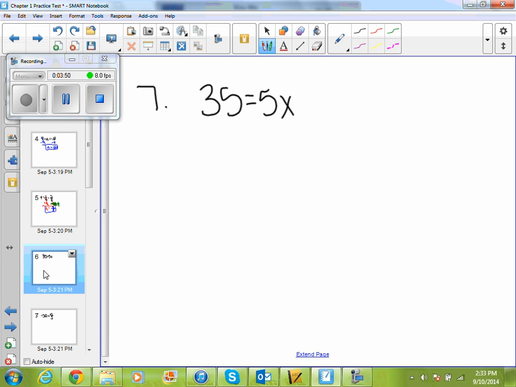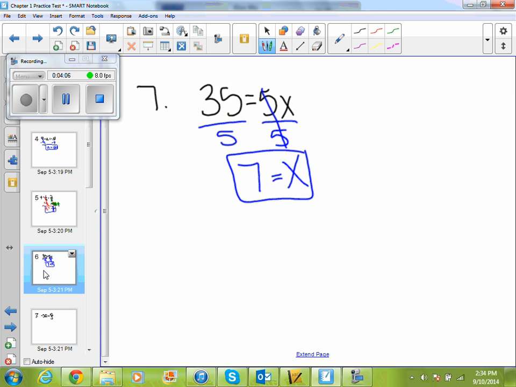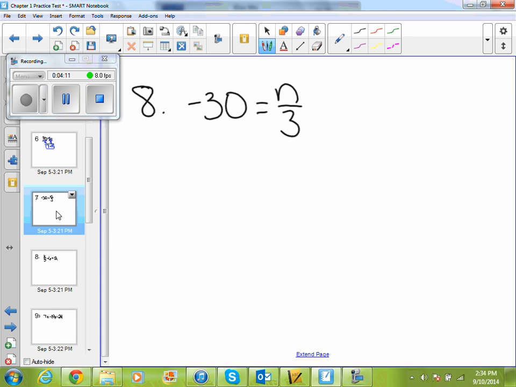Okay, if we look at number 7, 35 equals 5x. How do I solve that? Divide by 5. 35 divided by 5 is 7. So x would equal 7. Alright, a few more of those. Negative 30 equals n over 3. So to get rid of that division, I multiply by 3 on both sides. What's negative 30 times 3? So we get negative 90.